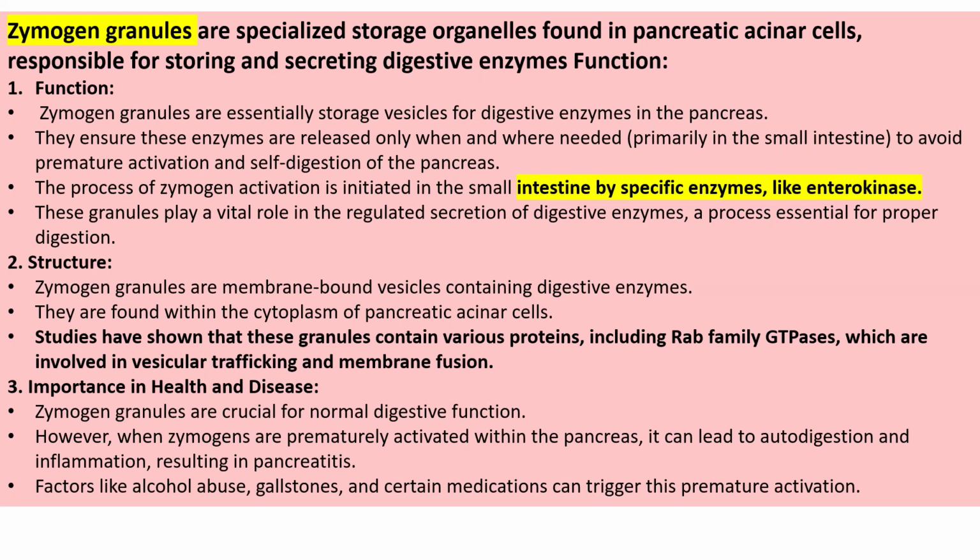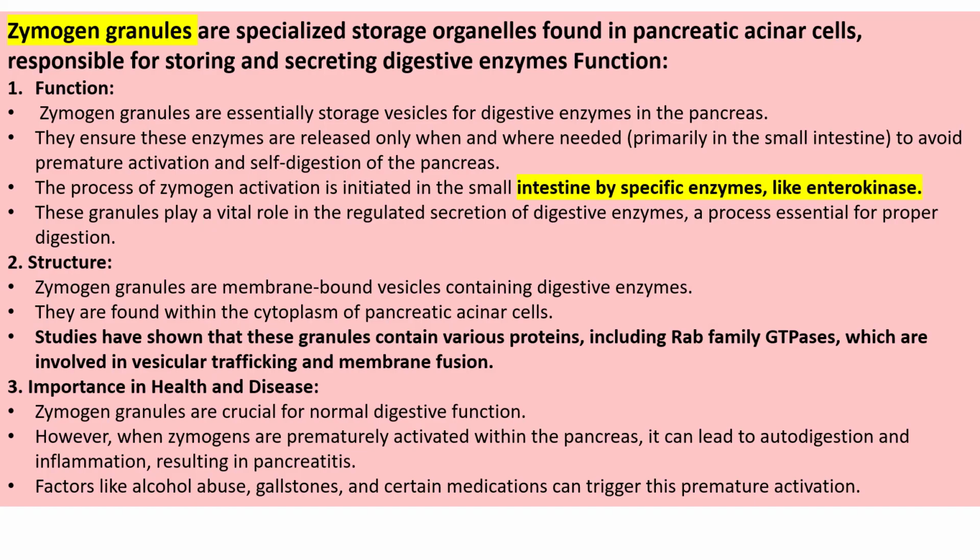Zymogen granules are membrane-bound vesicles containing digestive enzymes. They are found within the cytoplasm of pancreatic acinar cells. They contain different types of proteins. What is the name of the protein present in the acinar cell? It is the RAB family GTPase, which is involved in vesicular trafficking and membrane fusion, that is, how membranes fuse and how vesicles move. So it is very important for normal digestive function.